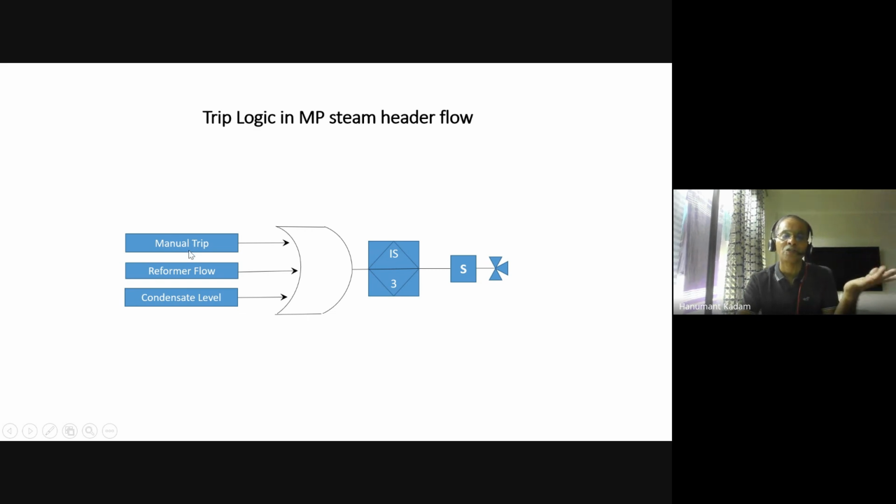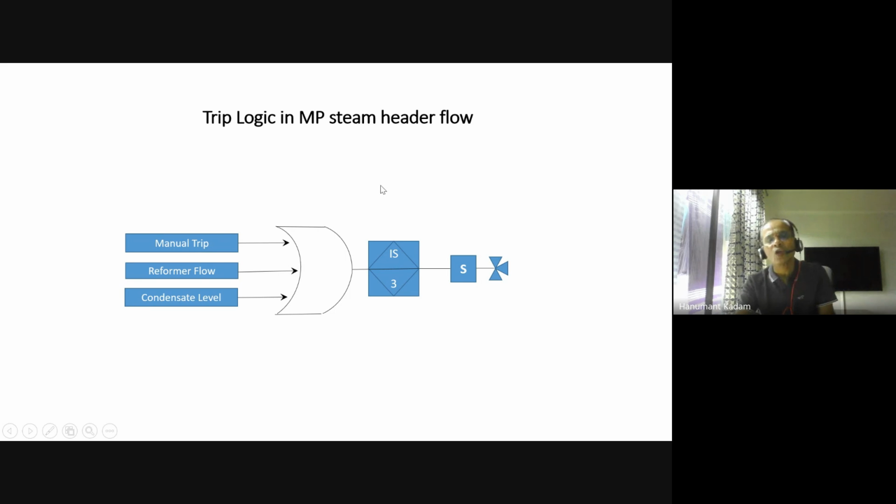Yesterday or day before yesterday I have shown one panel. There the senior operators or senior operating staff operate when the system is not responding, or due to maybe the sensor fault or maybe any other fault in the software. So they manually trip. This is one trip. Reformer flow rate, if the reformer flow rate is not proper, then also this will trip. Or condensate level is high, then also trip. So there are three parameters here, which are responsible for tripping the medium pressure steam header flow, means to stop the steam. These are the three important criteria.